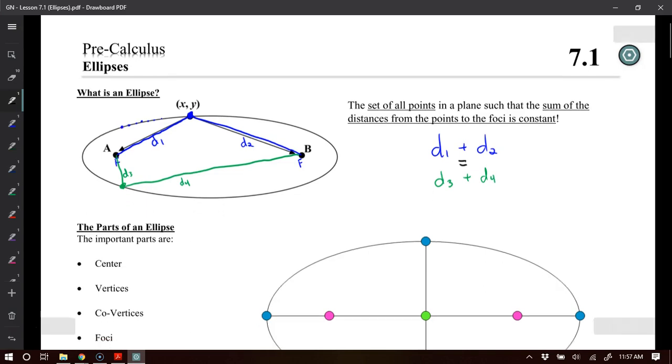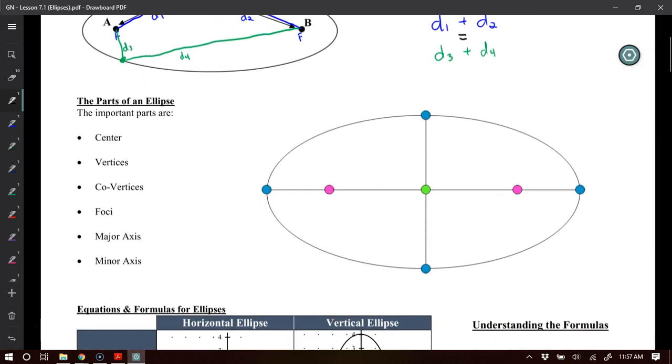Now the parts of an ellipse. We have a center, vertices, co-vertices, foci, major axis, and minor axis. So we'll start off with labeling them on the picture. Now this right here, just so you can understand, is a horizontal ellipse picture. It's stretched out more horizontally than it is vertically. And the reason why that's important is because your vertices are the ones that tell you where the furthest stretch is. So if I have right here, this is what we call the center.